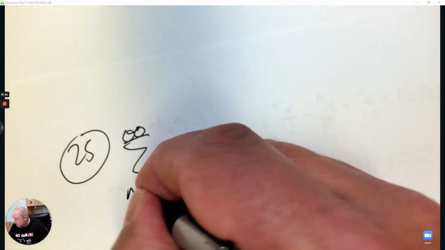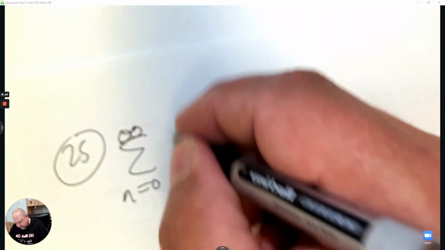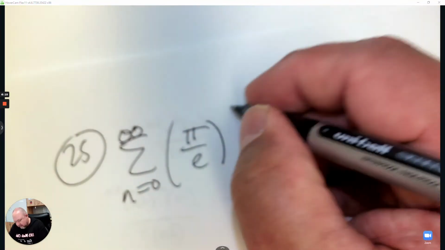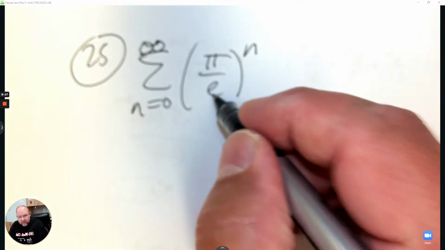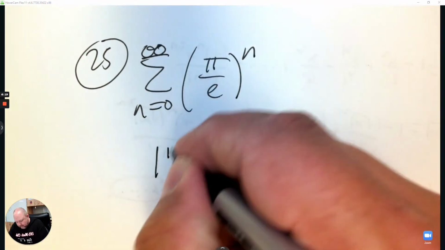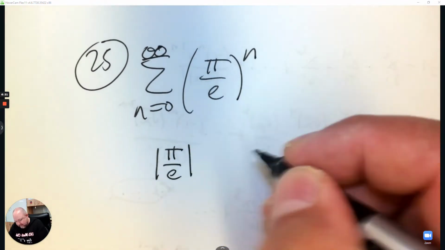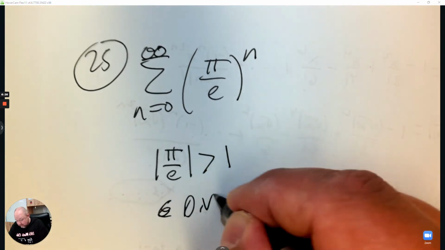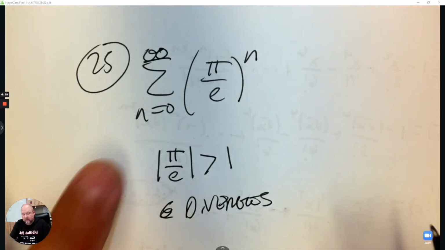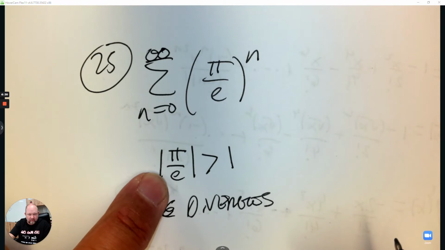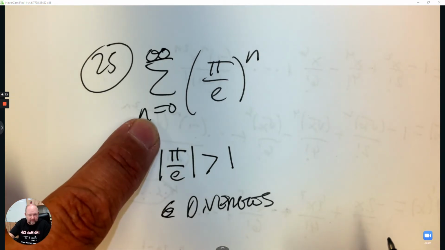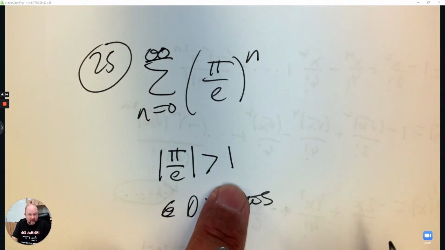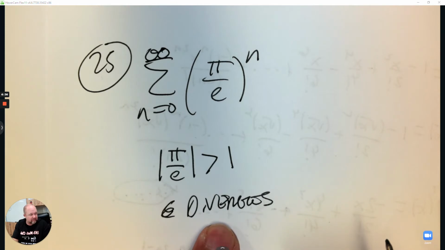25, similar. Does this one converge or diverge? Look at the ratio. Is the absolute value of that less than 1? And the answer is it's greater than 1. So pi, that's like 3 over 2.7. So the numerator's bigger now, which means it's bigger than 1. So therefore it diverges.